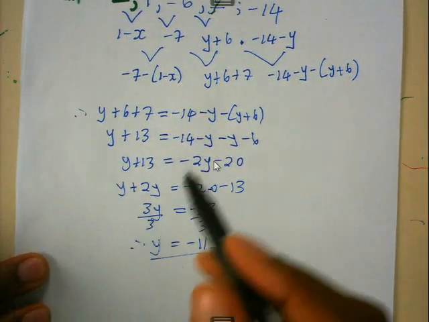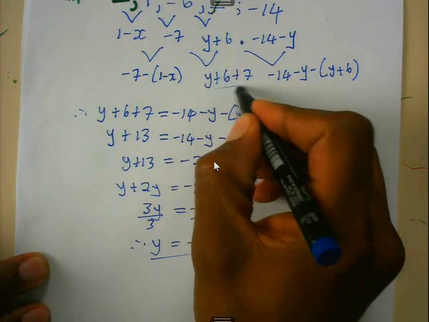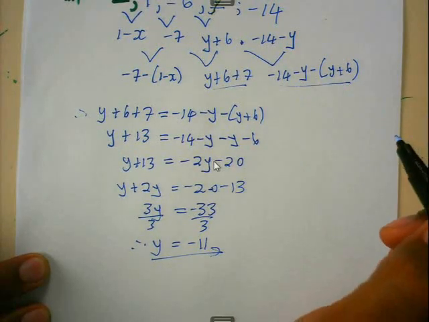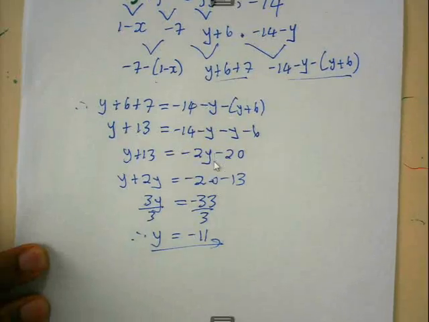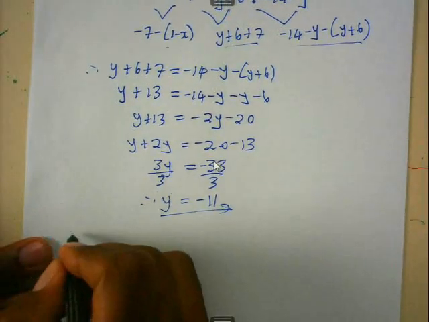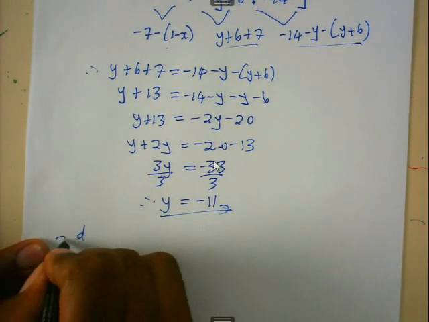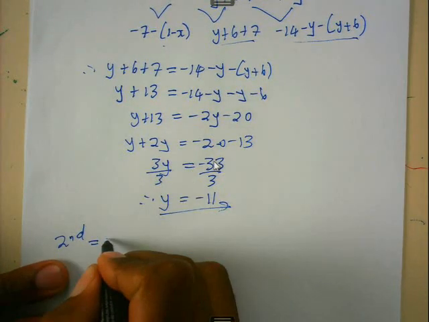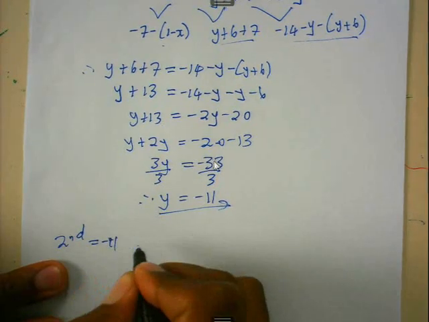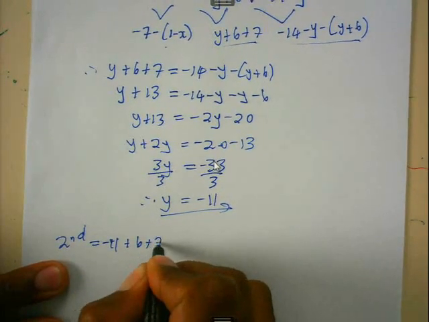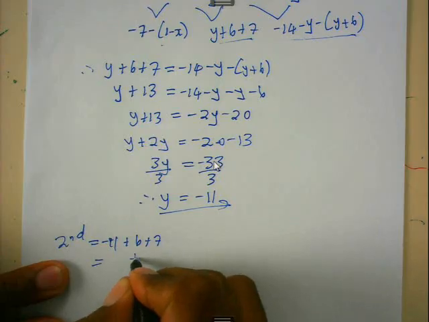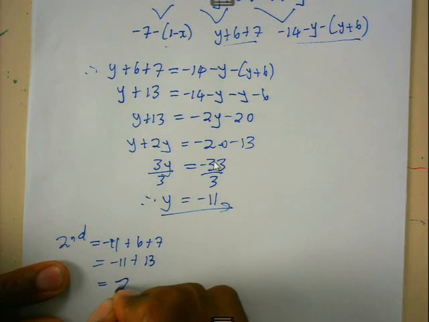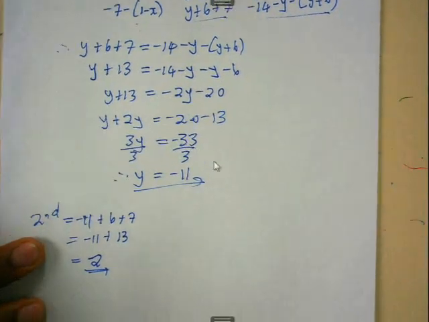Now, from here, remember, y plus 6 represented the second difference, and minus 14 minus y, everything on this side, the second difference, as well as this one on the other side. Then it means I can now say the second difference is equal to the y, which is minus 11, plus 6 plus 7. Of course, 6 plus 7 is 13. Minus 11, now I can see the second difference there is positive 2.